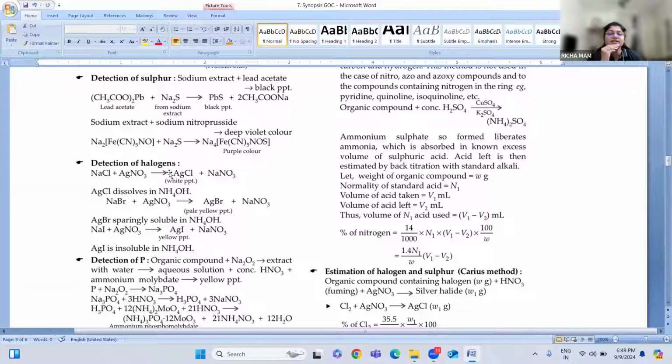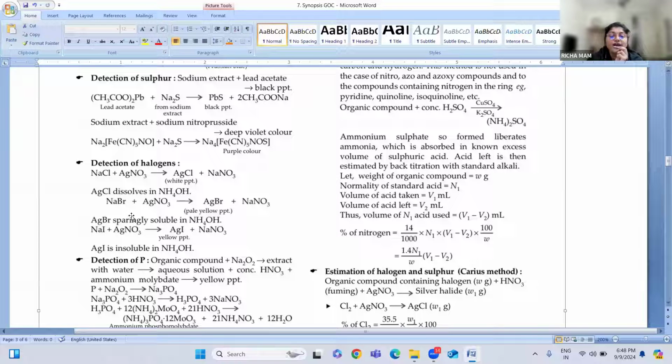Next is detection of halogen. If the halogen is chlorine, then you get a white precipitate. How? With the reaction of silver nitrate. You have to take the sodium extract and add AgNO3, that is silver nitrate, and you will get silver chloride, a white precipitate.